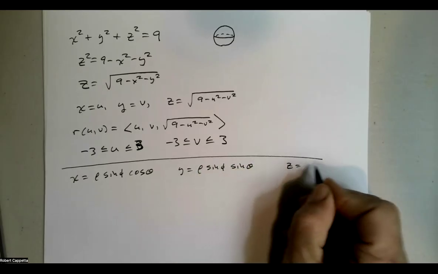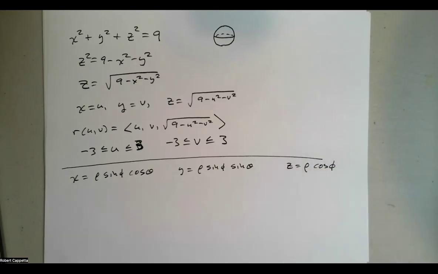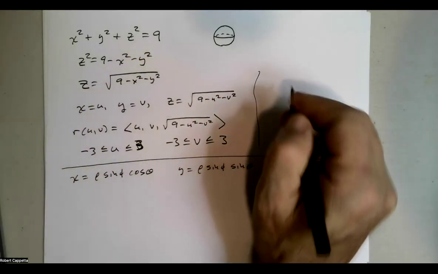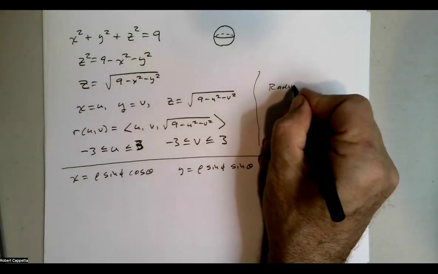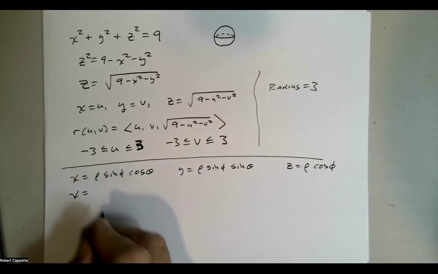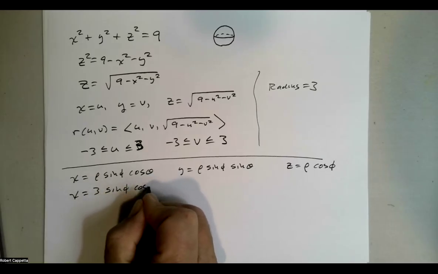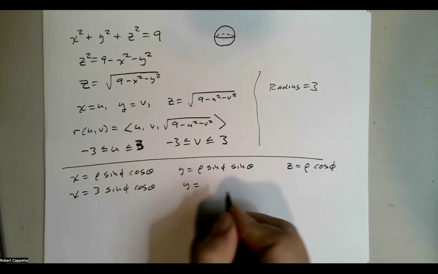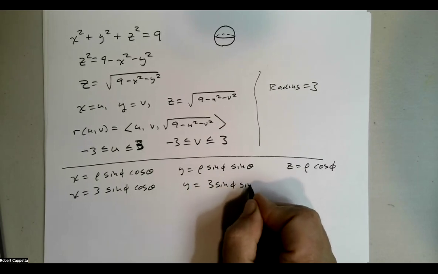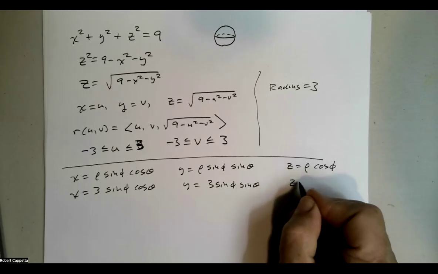And z is rho cos phi. Well, we know that in this example, the radius of the sphere is 3. So rho is 3. So I get x is 3 sine phi cos theta, y is 3 sine phi sine theta, and z is 3 cos phi.